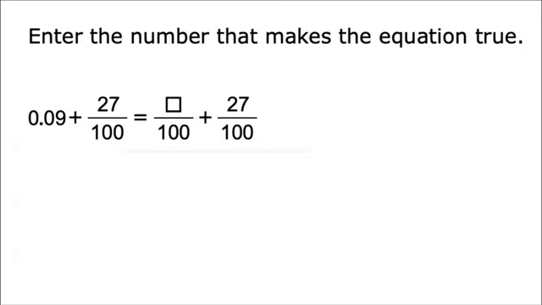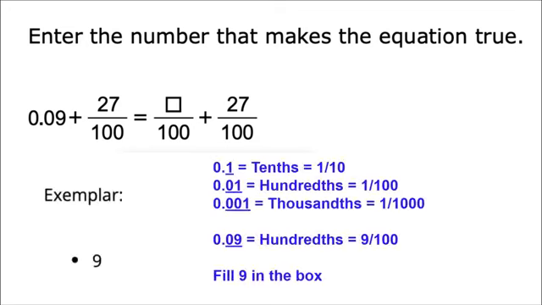Okay, now that you worked on this problem, let's see if you got the correct answer. If you said 9, that is the correct answer. So notice that you have 27 over 100 on the left side of the equation. On the right side of the equation, you have 27 over 100. So those two cancel out. We don't have to worry about that. So now we have 0.09, and then we have a fraction version of that.